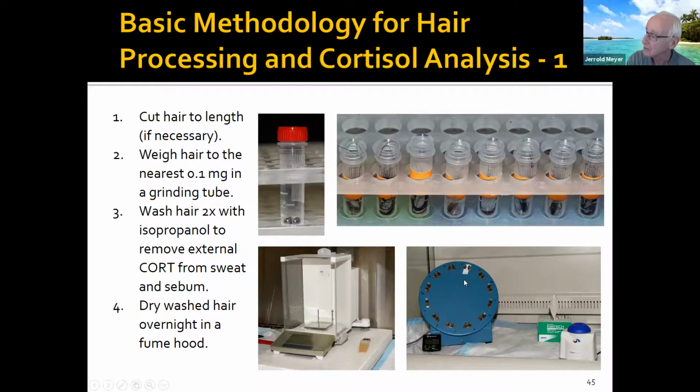And so we put the tubes on a rotator here, we rotate for 3 minutes, and we pour it off. We do that twice. Then we dry the washed hair at least overnight in a fume hood. That's what we see here, tubes that are just being dried. So the isopropanol just evaporates. Then the next thing is the grinding. We use chrome steel beads. We put 5 beads in. They're small beads, as you can see.